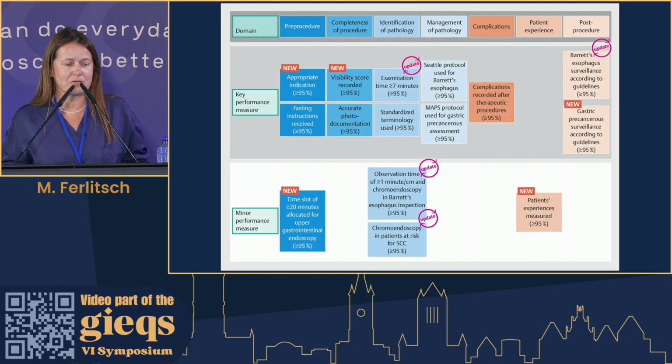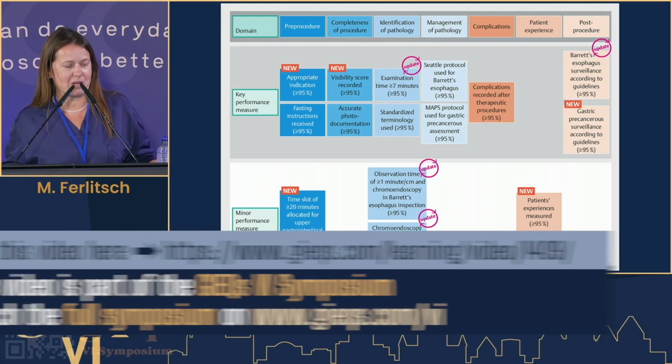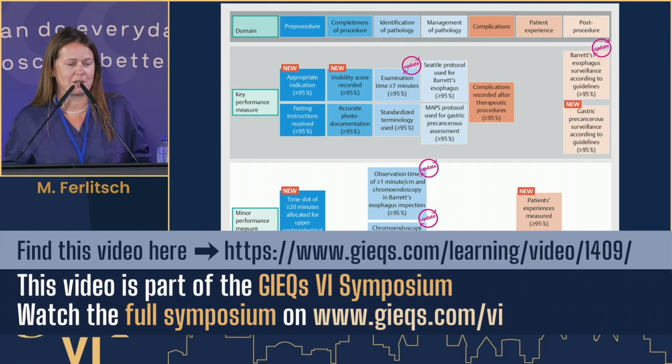And for me, the most important innovation for the future is what we have been talking about for the last 7 hours: if the visibility score was recorded. If we clean the mucus, if we take the picture, then we can calculate the visibility score, and then we can record it, and then we can get an answer if our investigation was of high quality.